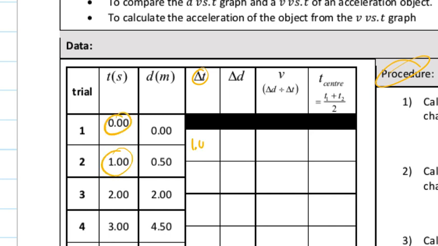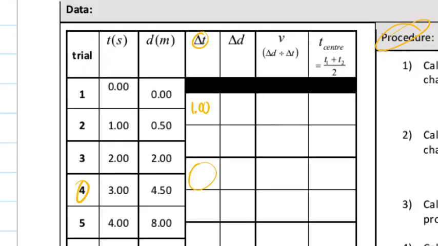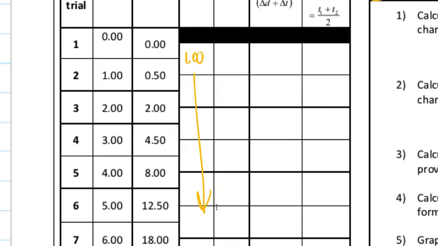So it's going to be 1.00. For this cell here, it's going to be the third minus the second trial, so that's your 2 minus 1. And then for this one, it will be your fourth trial minus your third trial, which is going to be this minus this, and so on and so forth. Then you fill in all the way down for all of those values.